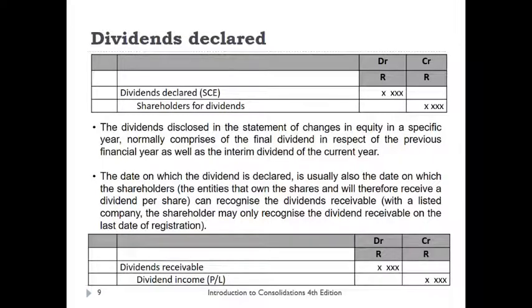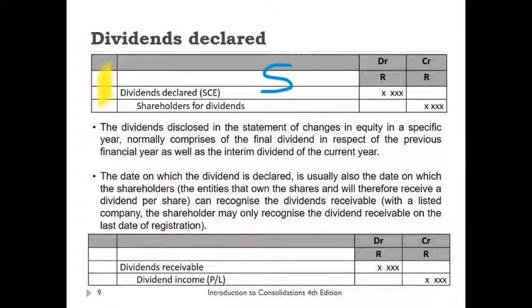Now, in a group situation, the intragroup dividend would relate to the dividend declared by the subsidiary. Because the parent is an equity participant of the subsidiary, the parent will receive some of the dividend declared by the subsidiary. Any dividends declared by the parent will be declared to the owners of the parent, and they are parties outside the group. A dividend declared by a parent will not be an intragroup transaction. So this transaction, when the dividend is initially recognized, happens in the separate financial statements of the subsidiary.